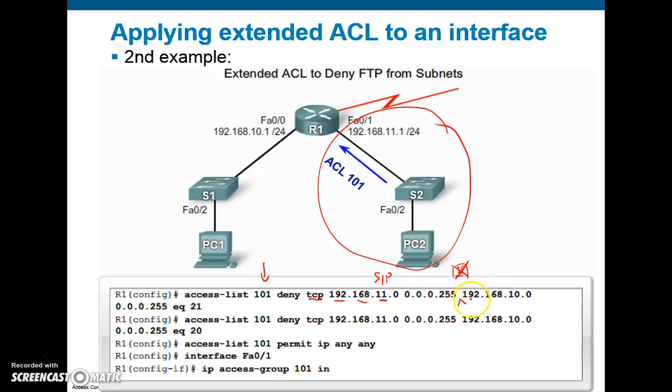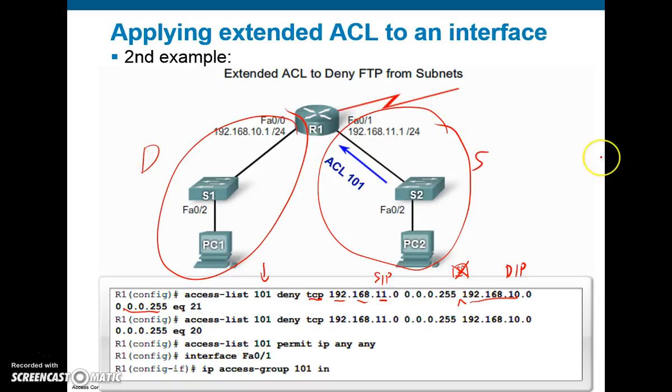Destination IP. This is the destination IP address. The destination IP address is going to the 192.168.10 network with the wildcard 0.0.0.255. So this is the destination network. This is the source network. This is the destination network.